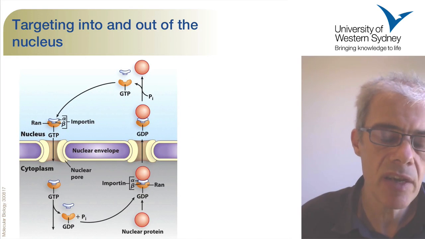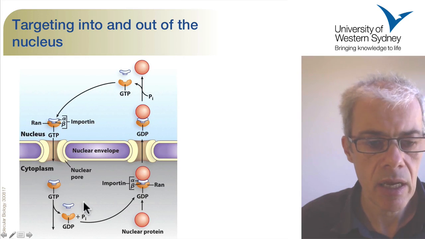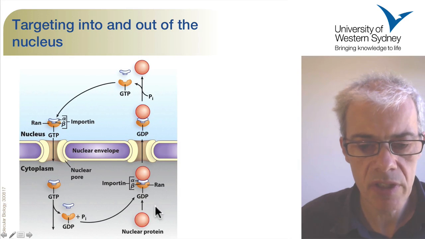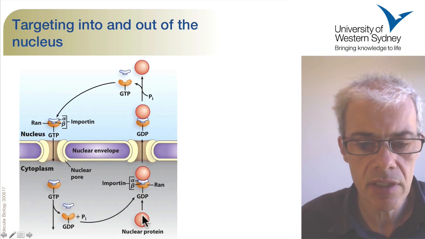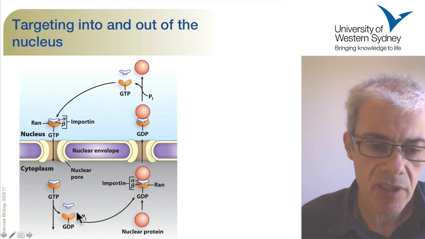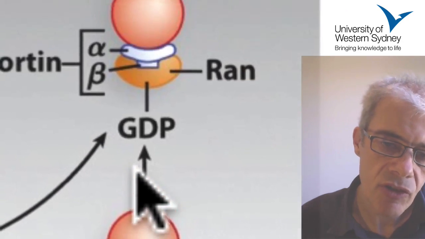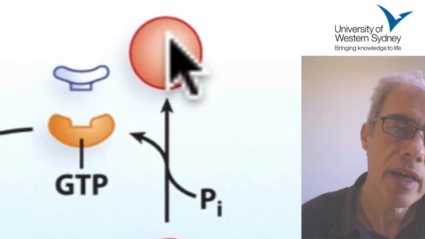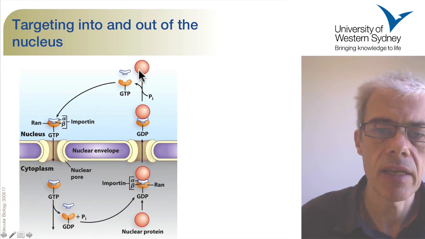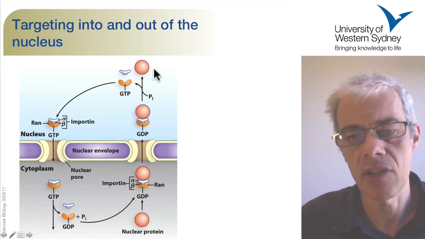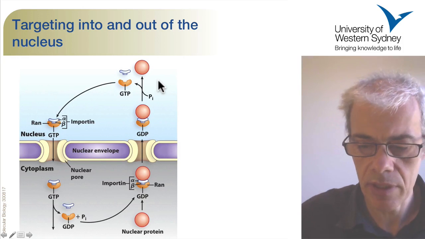There's a little diagram here from the textbook showing a protein that contains a nuclear localization signal in the cytoplasm interacting with some helper proteins to be transported through a pore into the nucleus. And then it can bind and interact and do its function in the nucleus.